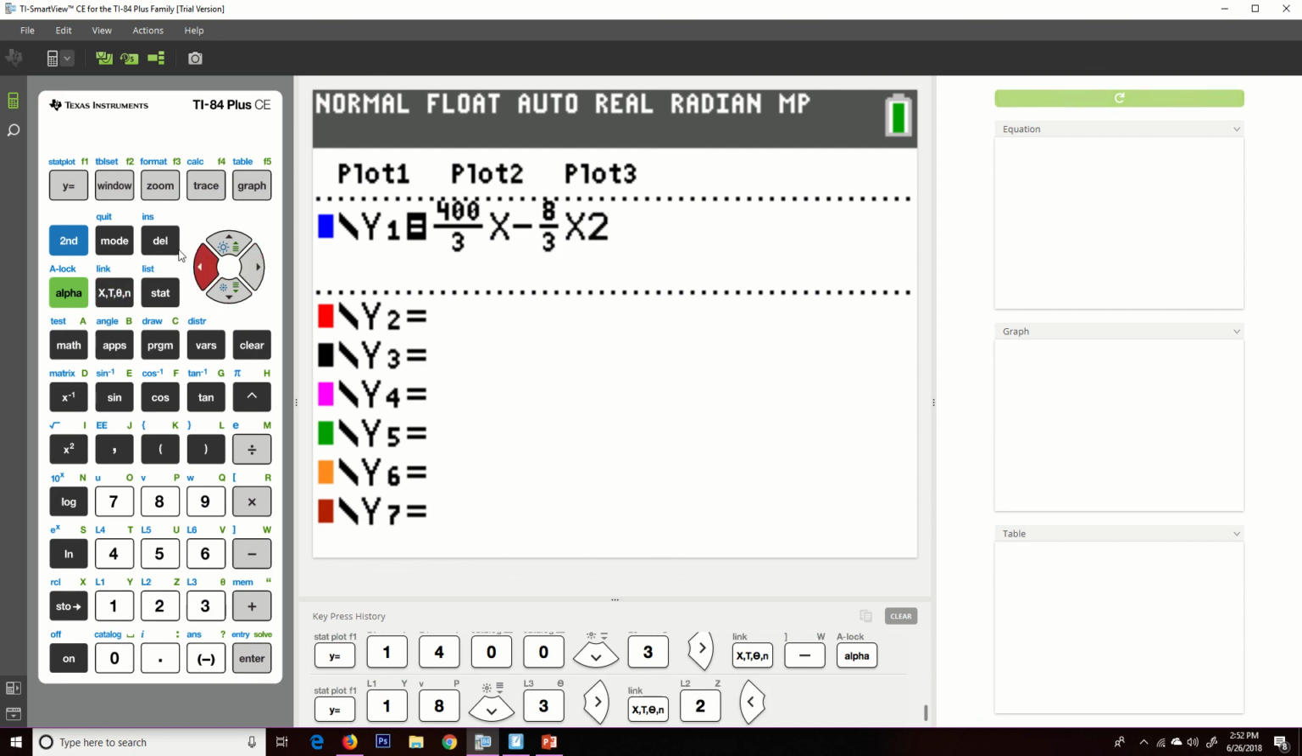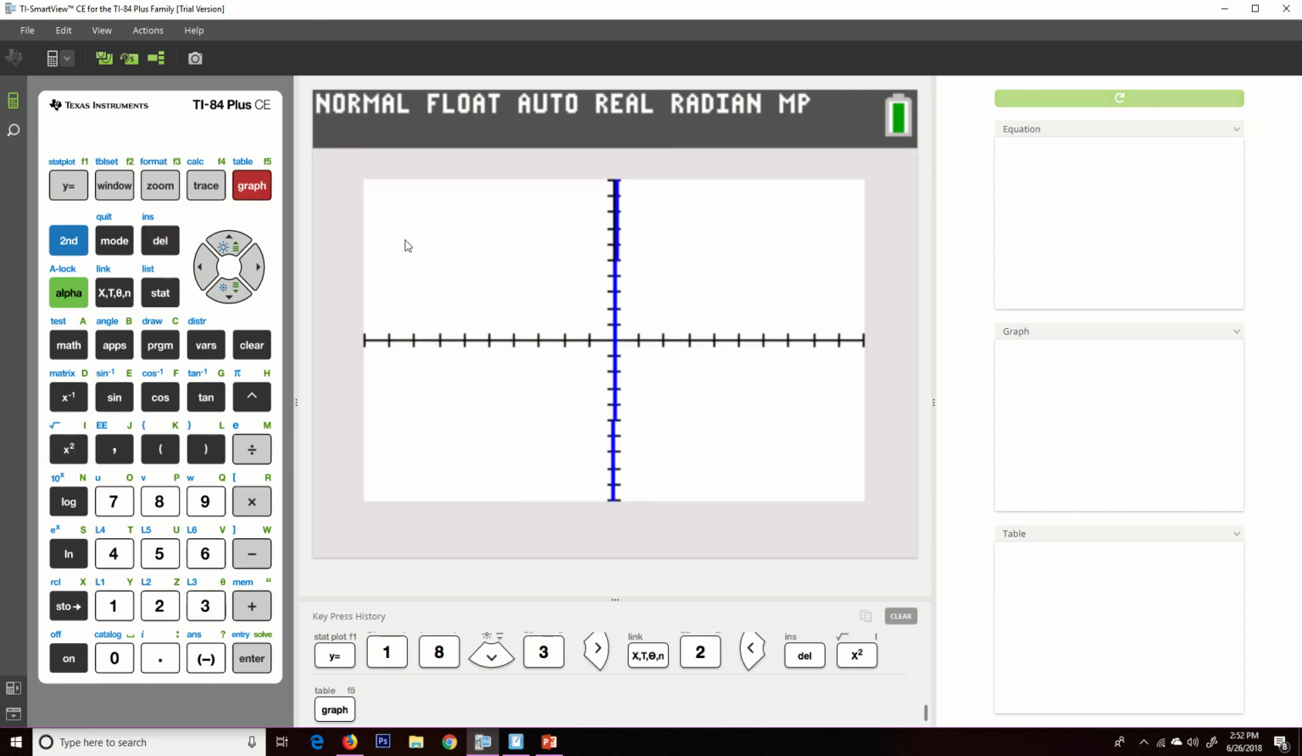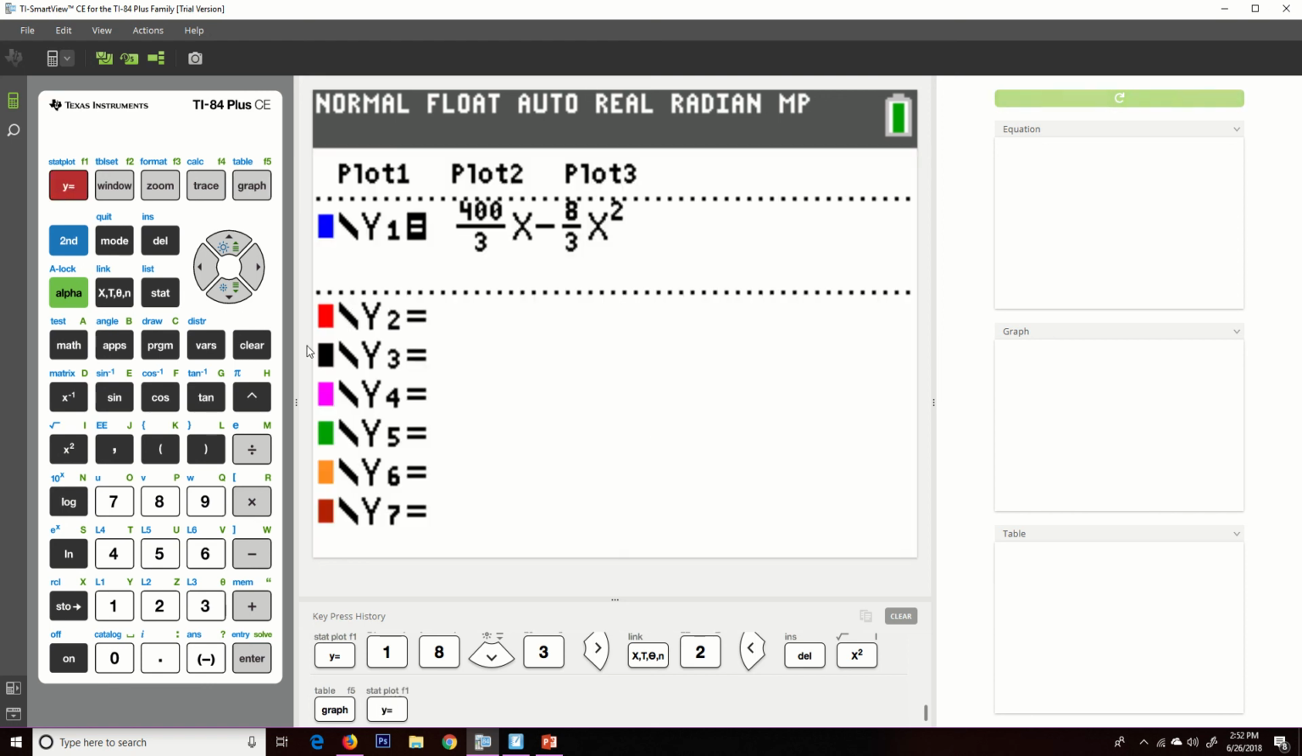Oops, I don't want that. X squared. All right, so now if I graph this thing, I really am not seeing a whole lot going on here. I see this, but if we go back to our y equals, clearly this is going to be a parabola because of the x squared, and it's going to open down because of the negative 8 over 3, the negative leading coefficient.